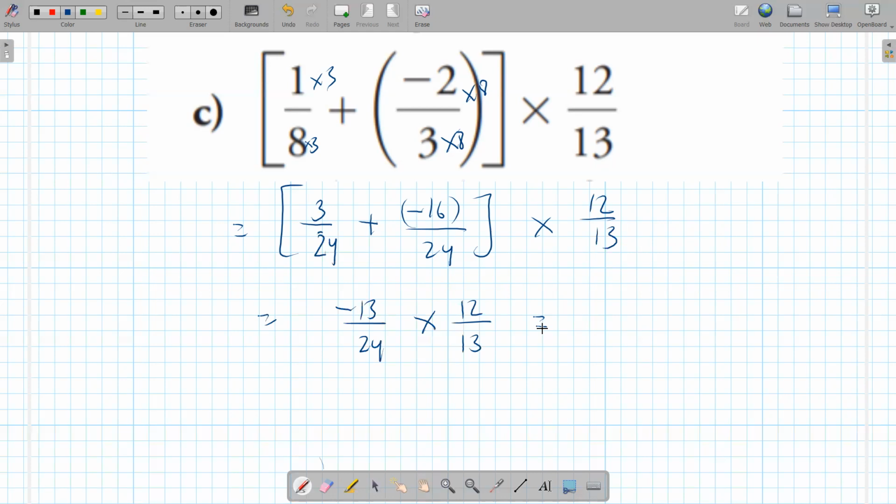-13 times 12. No, you reduce them, right? Could the 13 cancel the other 13? Yeah, exactly. If there's a times sign in the middle, they always cancel. This is gone, bada boom, right? And then 12 goes into itself once, into 24 twice. So what's the final answer?